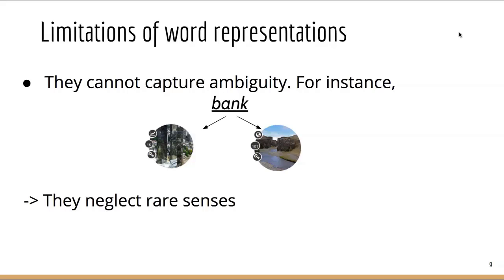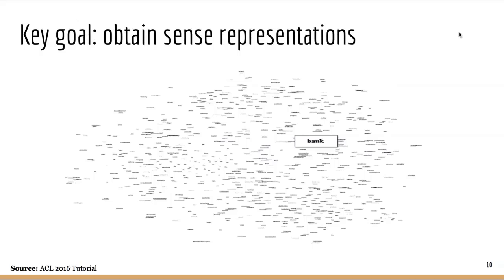And this is obviously problematic because for language we know that even if we are not going to use a sense very often, if we are in some application, we will need to use that sense. So this is another of the motivations of why we have senses. So what is the goal? The goal is to represent senses and not words.